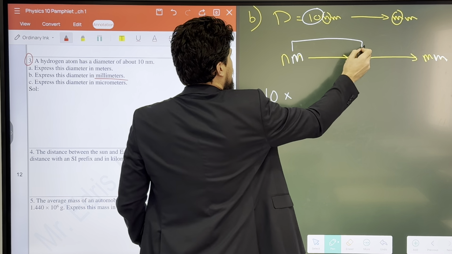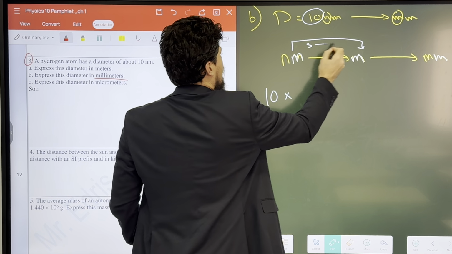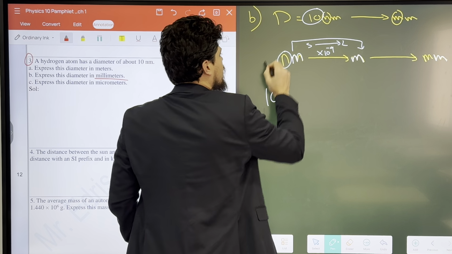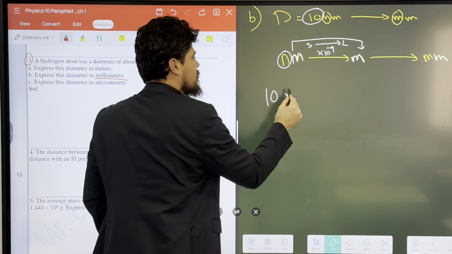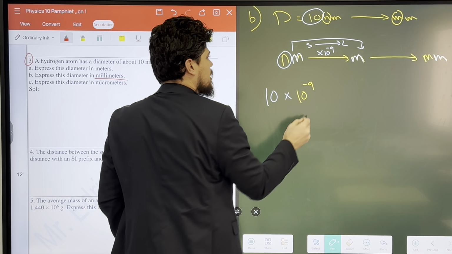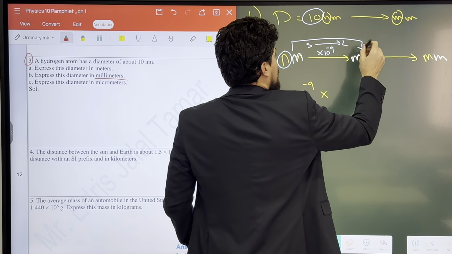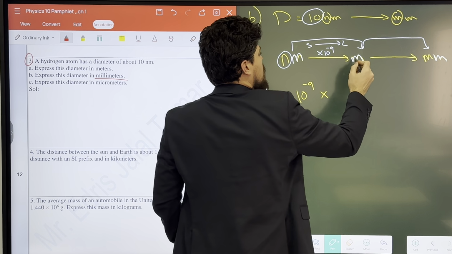Convert nanometer to meter, small to large. Negative power. What is the negative power of nano? 10 power 9. Multiply 10 power negative 9. And continue. Meter to what? To millimeter. Which one is bigger?